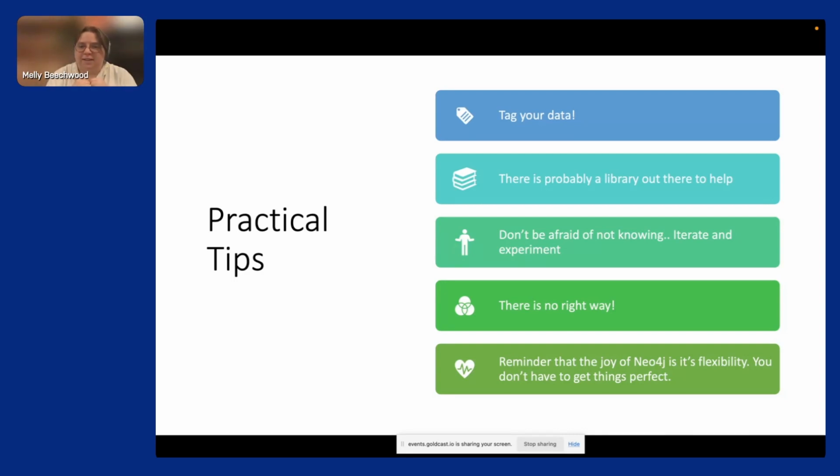And don't be afraid of not knowing. Iterate and experiment. It's okay to not know. And this is an area where there's a lot of flexibility and you can learn as you go. Because there's no right way. There's thousands of ways you can data model this. There's millions of different connections you could make of what types of data you put in or what you decide to leave out. There's no right or wrong way to do it. And remember that the joy of Neo4j is its flexibility. You don't have to get things perfect. You can always change it as you go.